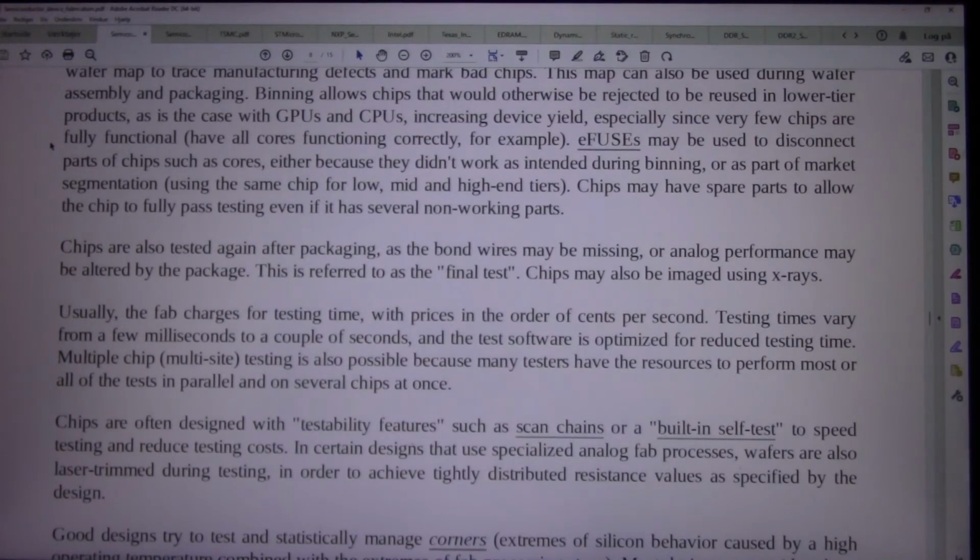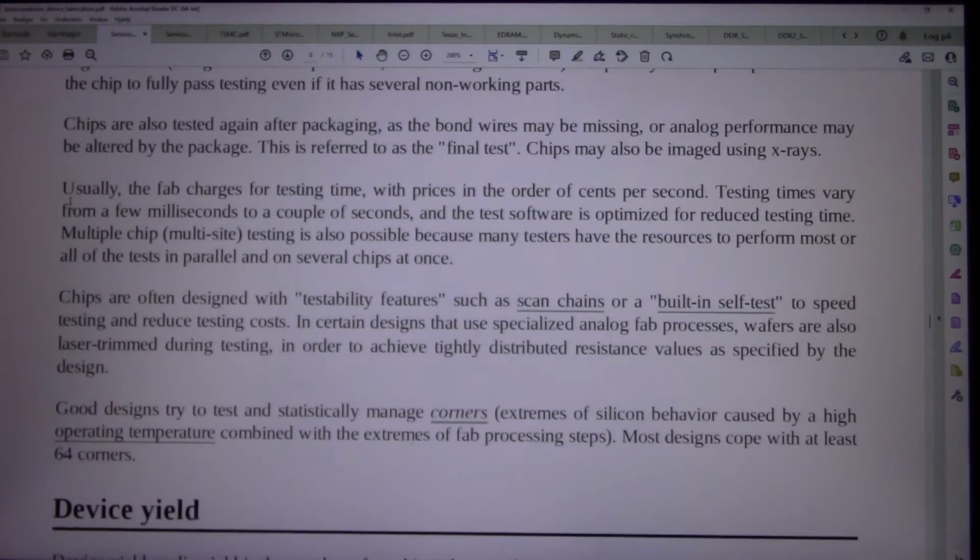For example, fuses may be used to disconnect parts of chips such as cores, either because they didn't work as intended during binning, or as part of market segmentation, using the same chip for low, mid and high-end tiers. Chips may have spare parts to allow the chip to fully pass testing even if it has several non-working parts. Chips are also tested again after packaging, as the bond wires may be missing, or analog performance may be altered by the package. This is referred to as the final test.